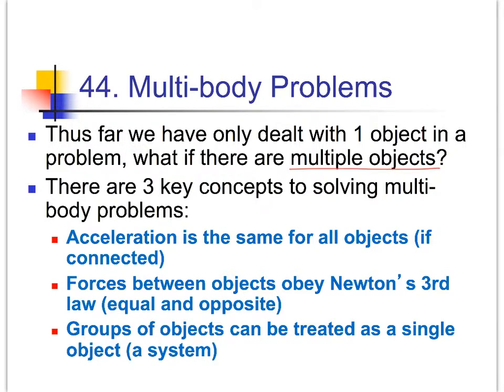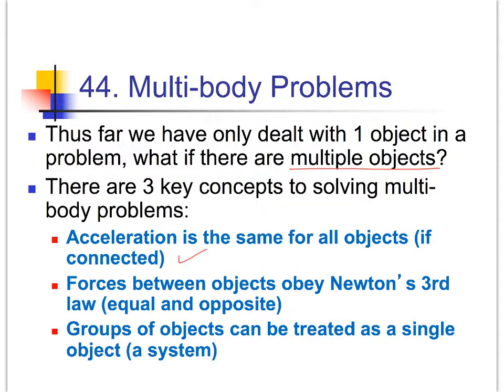And there's really three key ideas, three key concepts that arise from these situations. The first is that the objects are all accelerating at the same rate if they're connected, okay? And that just makes sense when you think about it. If two objects are touching or somehow connected, the acceleration of one object has to be the acceleration of the other because they're moving together. So that's our first key concept.